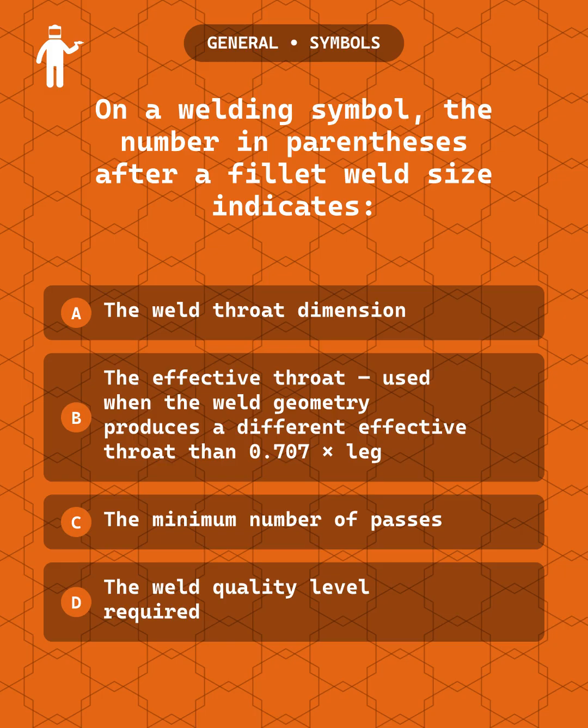Question 10. On a welding symbol, the number in parentheses after a fillet weld size indicates A. The weld throat dimension, B. The effective throat, used when the weld geometry produces a different effective throat than 0.707 times the leg, C. The minimum number of passes, or D. The weld quality level required.